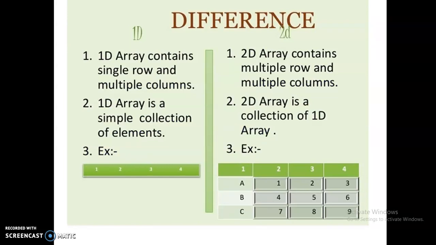So this is the difference between the one-dimensional array and the two-dimensional array. The one-dimensional array contains a single row and multiple columns. Girls, keep it in your mind that in the one-dimensional array, it is a single row and multiple columns. But in the two-dimensional array, there are multiple rows and multiple columns. Okay. So this is the pictorial representation of the difference between the one-dimensional array and the two-dimensional array. This is only one row, but you have 4 columns. But here there are 4 rows and 4 columns. So this is an example of the difference between the one-dimensional array and two-dimensional array.